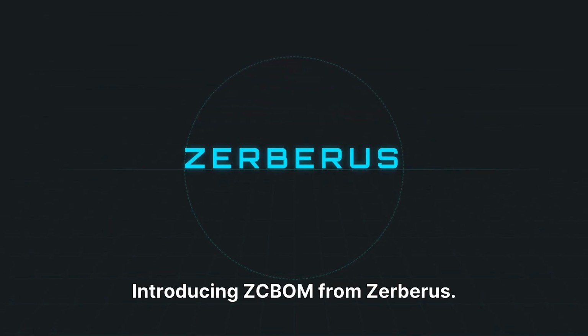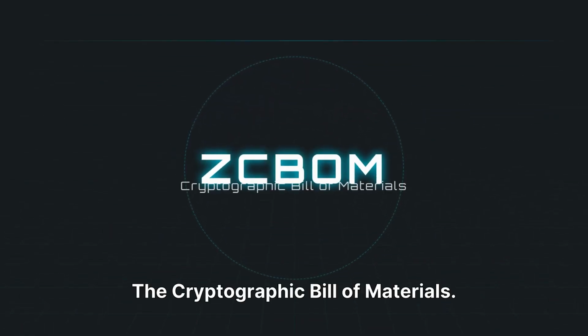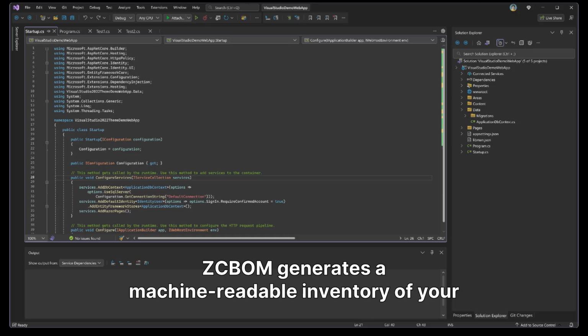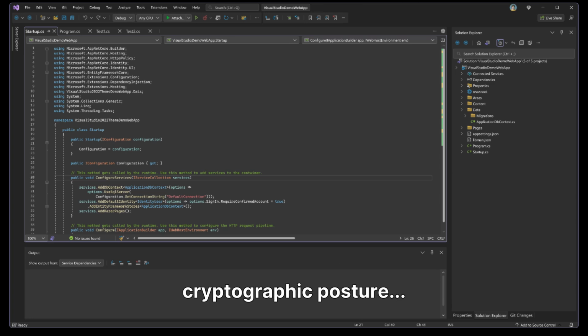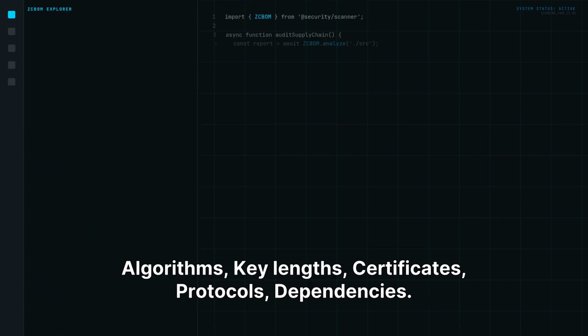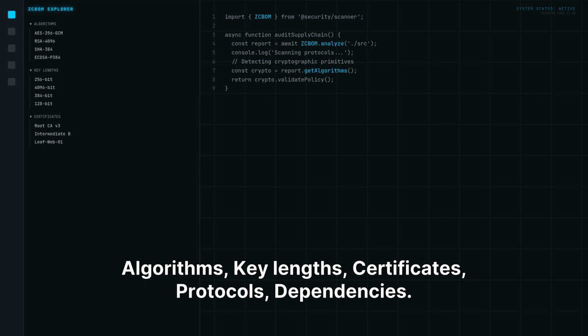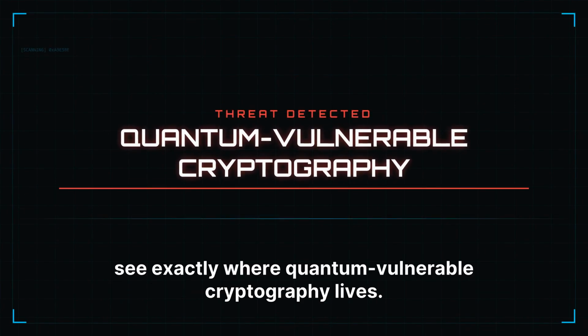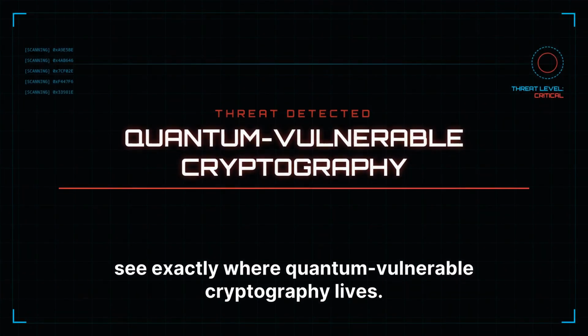Introducing ZCBOM from Cerberus, the cryptographic bill of materials, a major evolution beyond ZSBOM. ZCBOM generates a machine-readable inventory of your cryptographic posture: algorithms, key lengths, certificates, protocols, and dependencies across your code and your supply chain. For the first time, engineering teams can see exactly where quantum vulnerable cryptography lives.